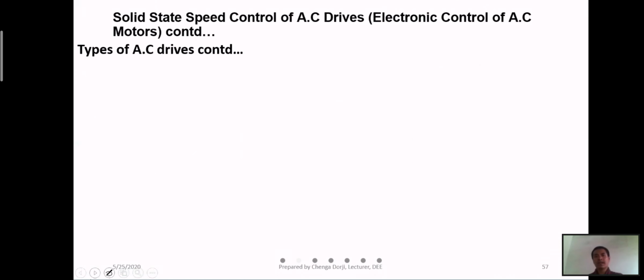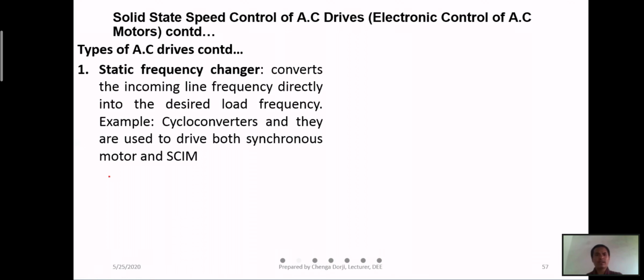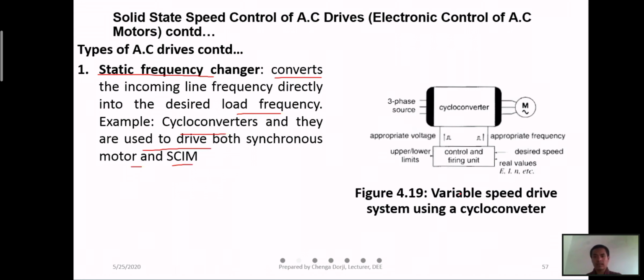Types of AC drives continued. The first type is the static frequency changer. In this case, it converts the incoming line frequency directly into the desired load frequency. An example of such a converter is the cycloconverter, and it is used to drive both synchronous motors as well as squirrel cage induction motors, SCIM.